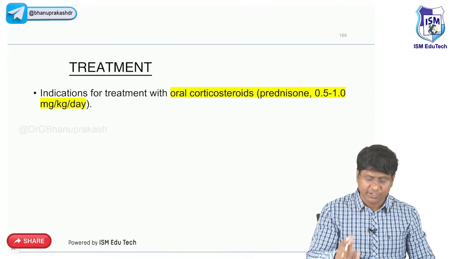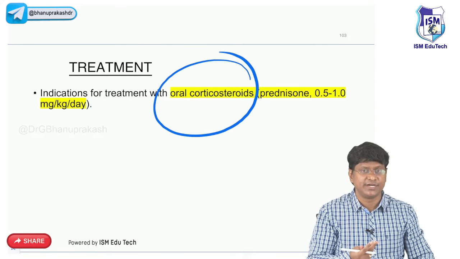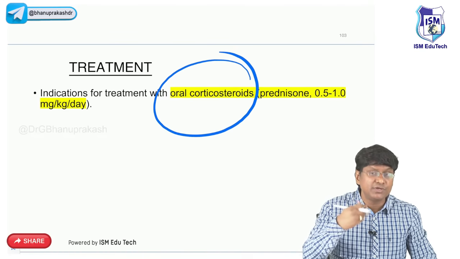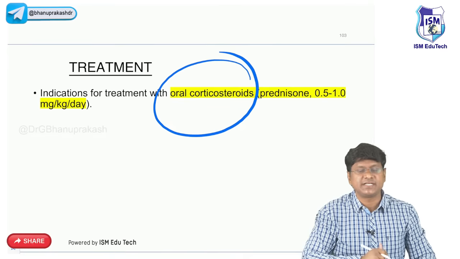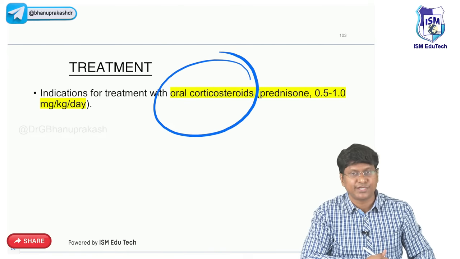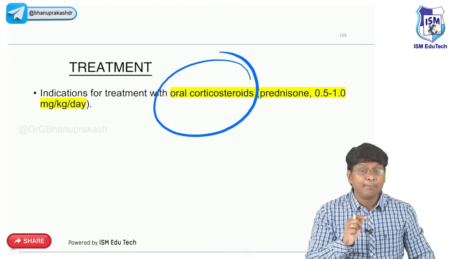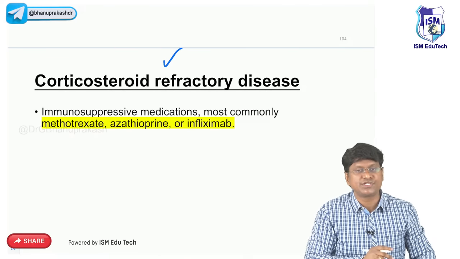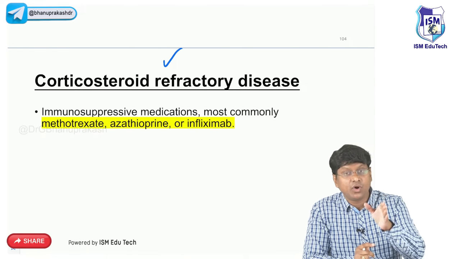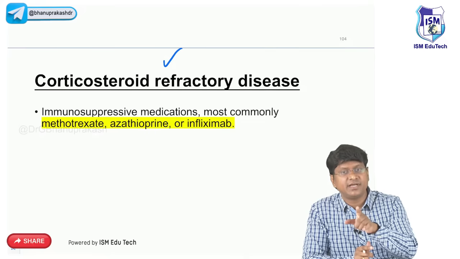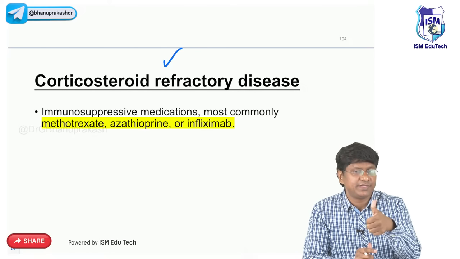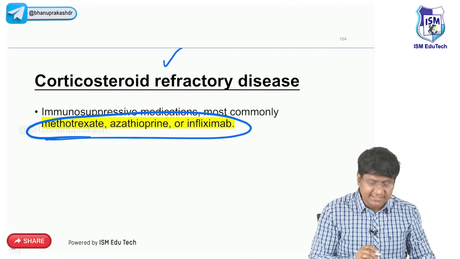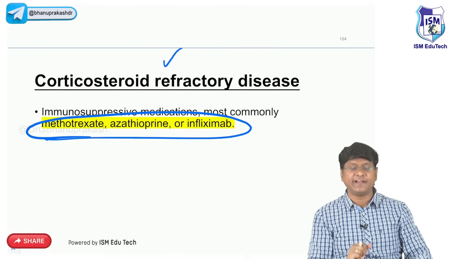See, the drug of choice in these individuals will be steroids. In sarcoidosis, the basic pathogenesis is immune hyperreactivity, and you want to suppress that immune hyperreactivity, so you can give corticosteroids, that is prednisolone. But a very concerning point is in case of corticosteroid refractory conditions. In corticosteroid refractory disease, the drugs most commonly used are methotrexate, azathioprine or infliximab. These are the three drugs for corticosteroid refractory disease.